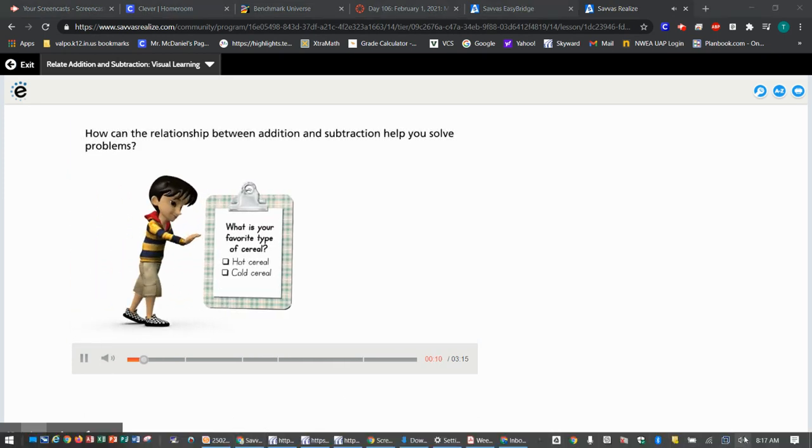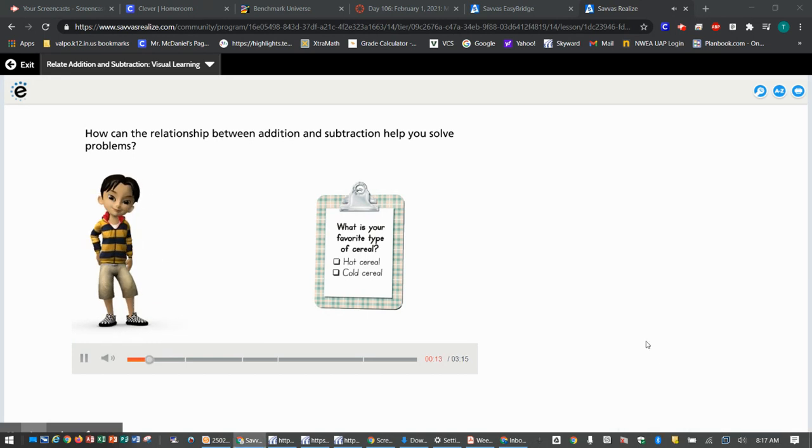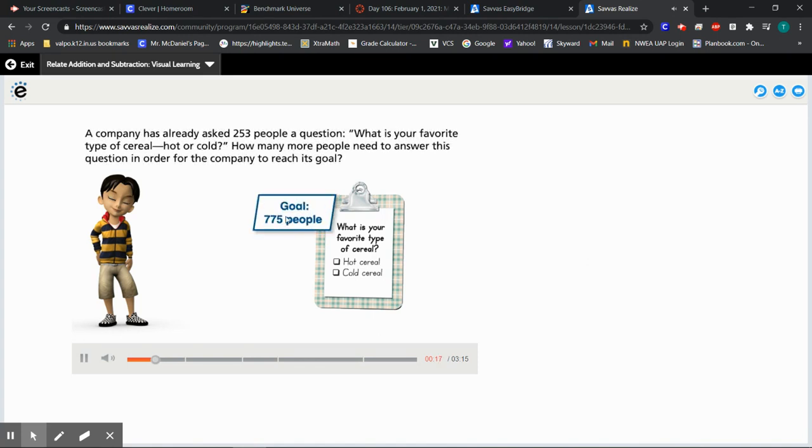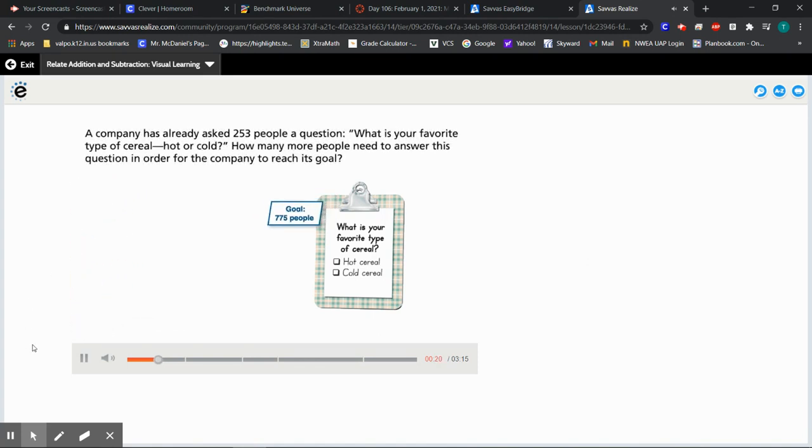How can the relationship between addition and subtraction help you solve problems? A company has already asked 253 people a question. What is your favorite type of cereal, hot or cold? How many more people need to answer this question in order for the company to reach its goal? So here we have this particular story problem. We know that altogether, we need this to be 775. And we know part of the answer is 253.